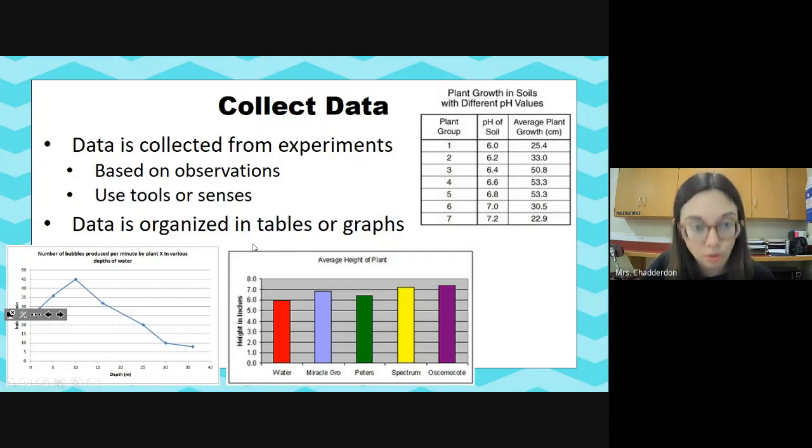Okay, so next up, after you do the experiment, you need to collect your data. There's a few different ways we can collect data. It might be in a data table like this. We might do a graph, a line graph or a bar graph, okay? Your data is collected based on your observations, using tools, or using your senses, okay?